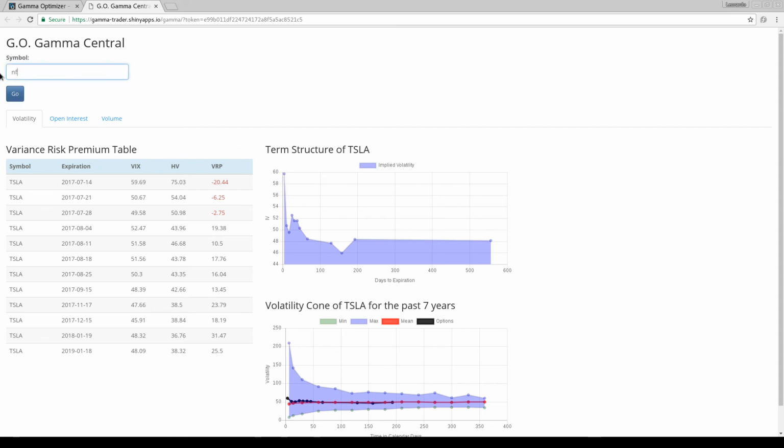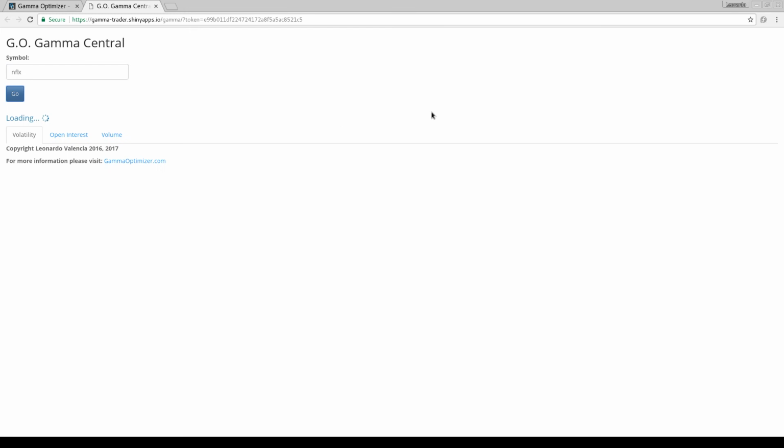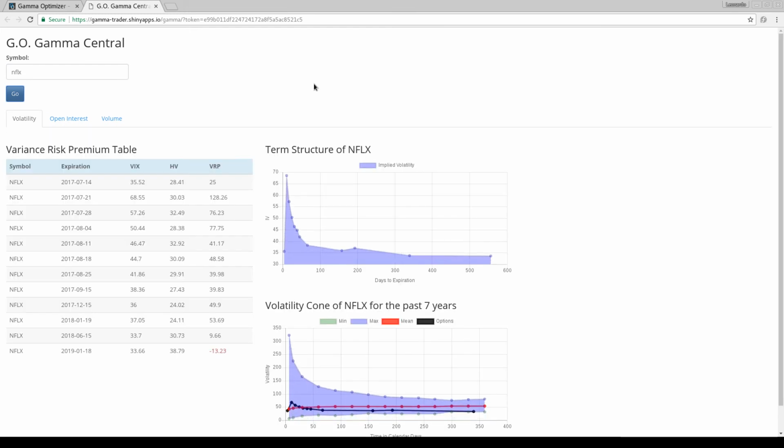It's funny because there is one underlying, Netflix, that consistently, before earnings start approaching... Look at this.